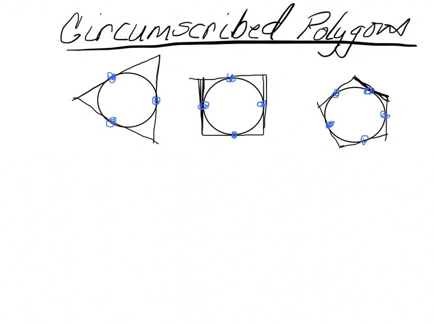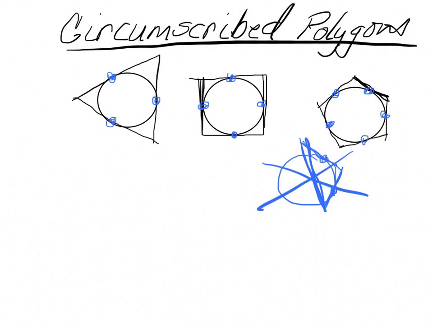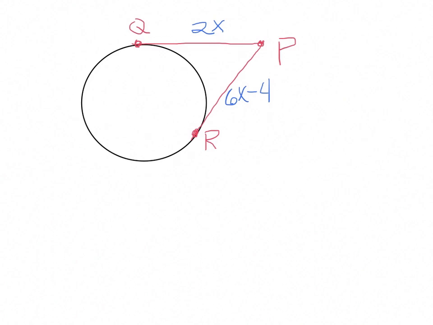And so it won't be circumscribed if you have something where even though part of the polygon is tangent, like this triangle, it's tangent here or tangent here, this side is not tangent. It actually crosses the circle in two places. So this would not be circumscribed. So circumscribed means that it has to be tangent everywhere. All the sides have to be tangent to the circle.